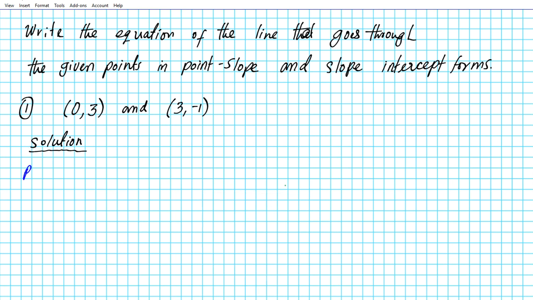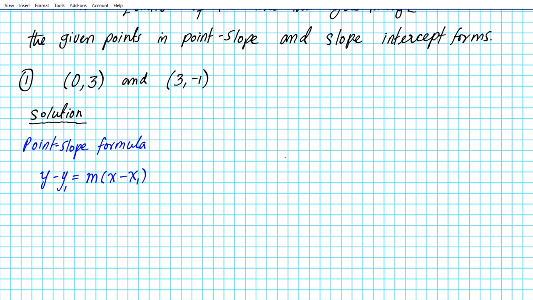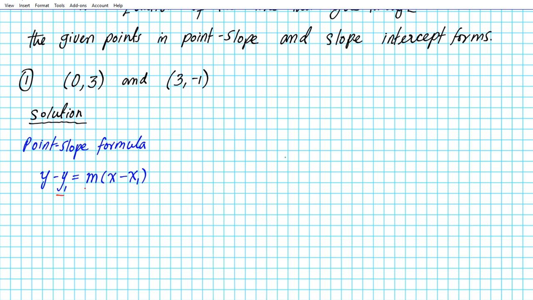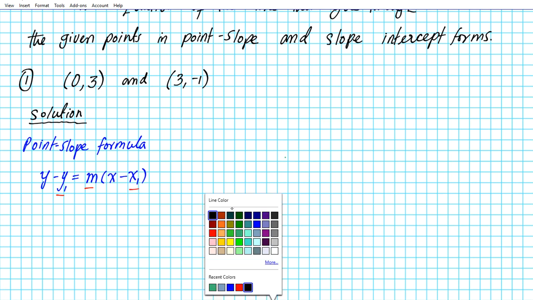Okay, so the point-slope formula of the equation of a line is given by y minus y1 equals m times (x minus x1). Okay? So what do we need in order to use this equation to write down the equation of a line? Well, there are 3 ingredients that we need. We need y1, we need m, and x1. Okay? So let's go ahead and write down what we have.